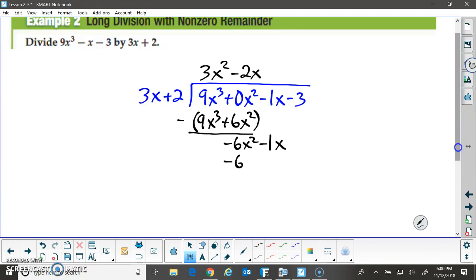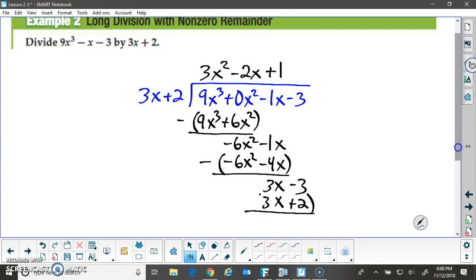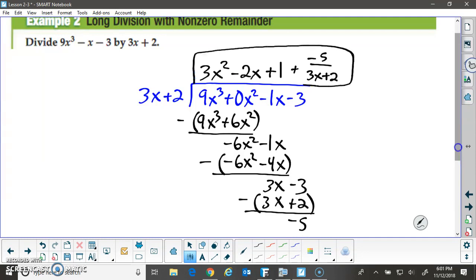Multiply that by the divisor. Write it underneath. That gives us a 3x when we subtract. Bring down the negative 3, do this again. What times 3x gives us 3x? That's just a 1. Multiply that by the divisor. And as we subtract, it gives us a negative 5. So you take your remainder and you're going to put that over the divisor. And so this is the answer you get from long division on those 2 polynomials.